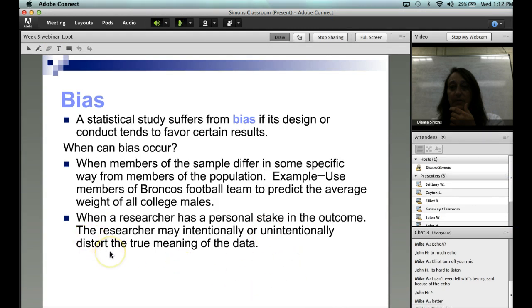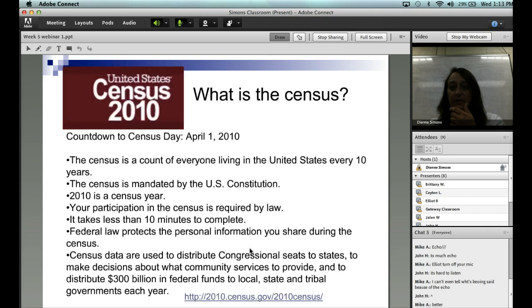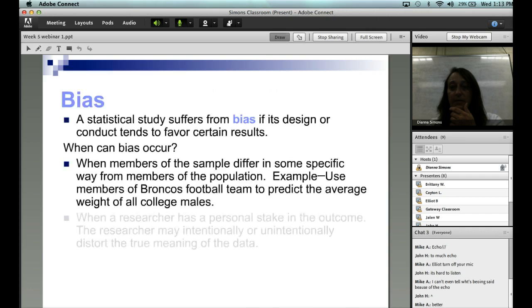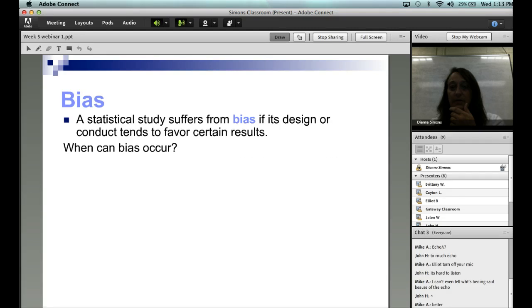So when a researcher has a personal stake, even when a study is done well, it may be reported in a biased way.